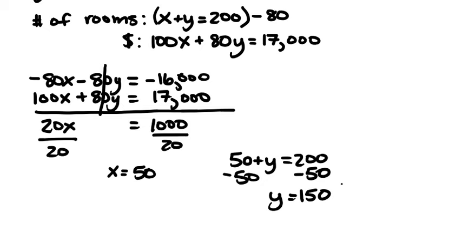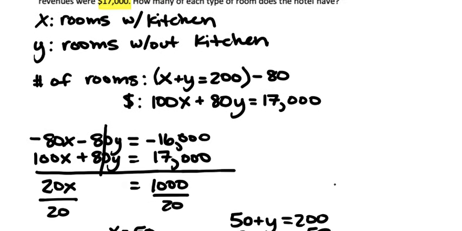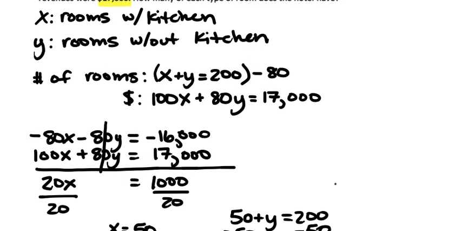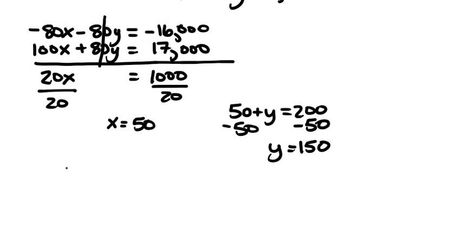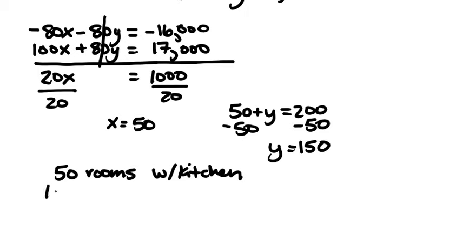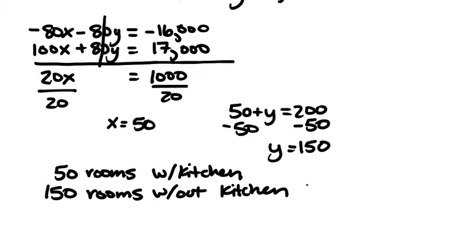So I need to look back at what I set my variables to in order to answer the question. x was the number of rooms with kitchen, and y was the number of rooms without kitchen. So this means that there are 50 rooms with kitchen and 150 rooms without. Because x was number of rooms with kitchen, y was number of rooms without kitchen. So this is my answer.